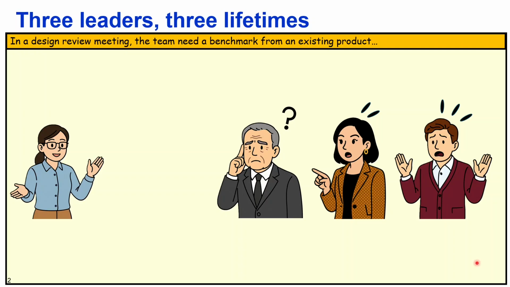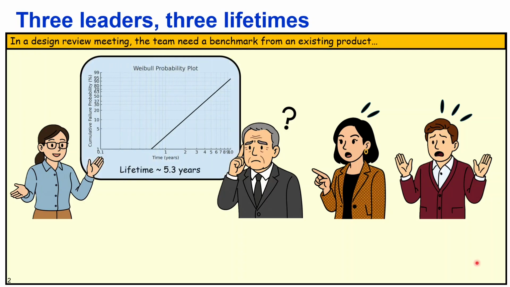Let's start from where the confusion will actually happen at work. Here's the story. During a project meeting to review the new module design, our team wanted to estimate the lifetime of the existing product as a benchmark. At the time, I was a reliability engineer, and I shared a Weibull plot saying the lifetime was 5.3 years.